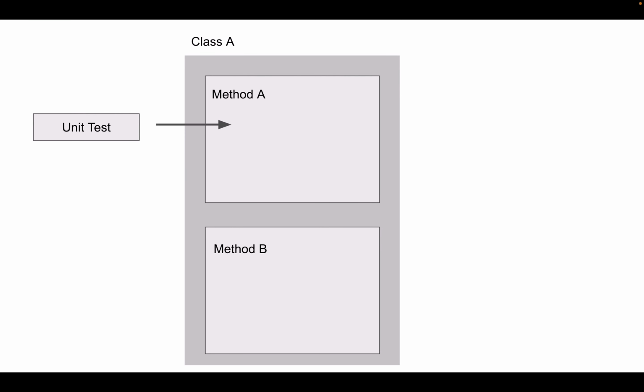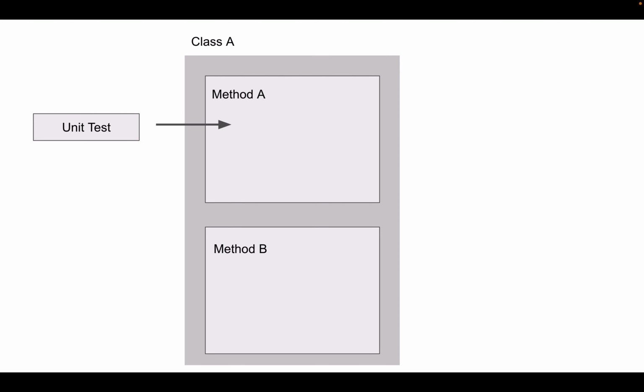Our ideal scenario is that method A has a single responsibility and that this method is isolated from any other external classes. If it is isolated from external dependencies, then our unit test can easily create an instance of this class and call its method to verify if it returns expected result. But very often it's not the case.